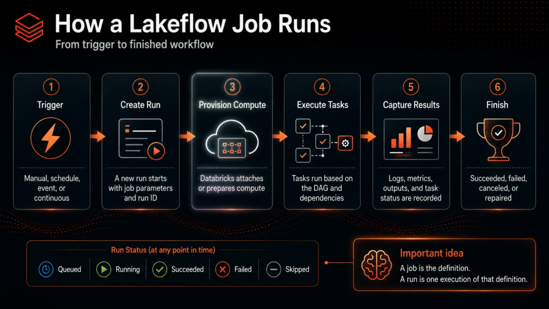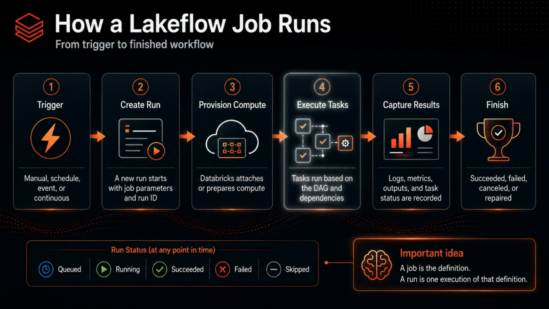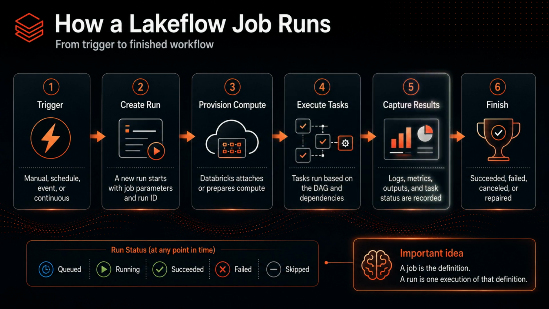Next, Databricks prepares or attaches the compute needed to execute the workload. After that, the tasks run based on the workflow graph, dependencies, and conditions. While the job is running, Databricks captures logs, metrics, outputs, and task status. Finally, the run finishes with a status, such as succeeded, failed, canceled, skipped, or repaired. The key idea is this: the job is the blueprint, and the run is one execution of that blueprint.